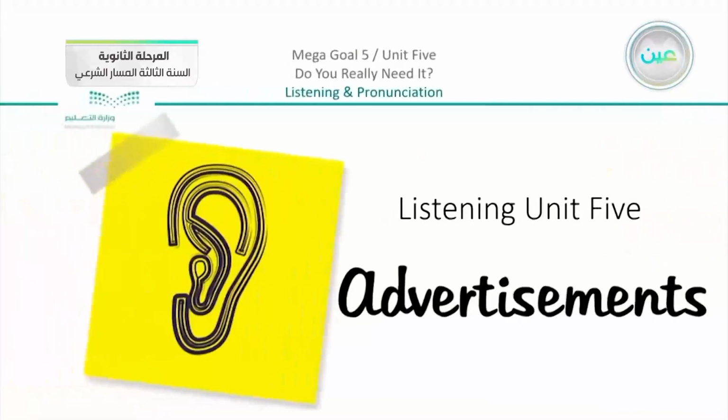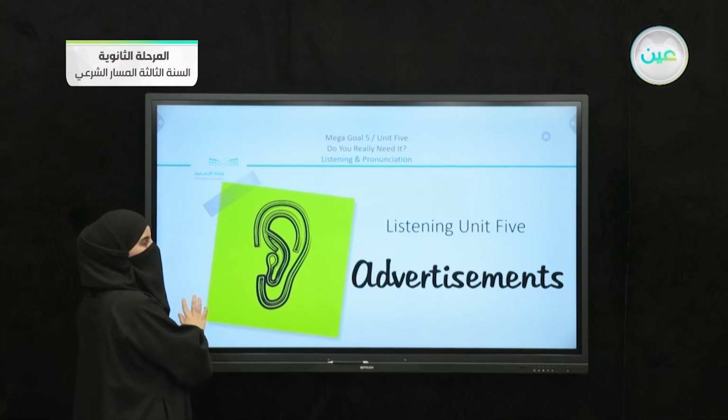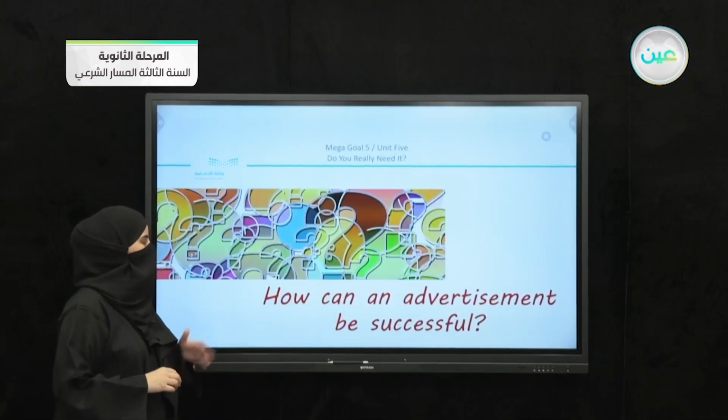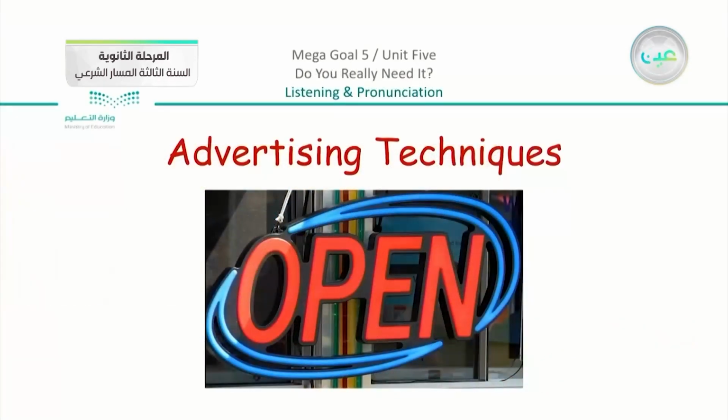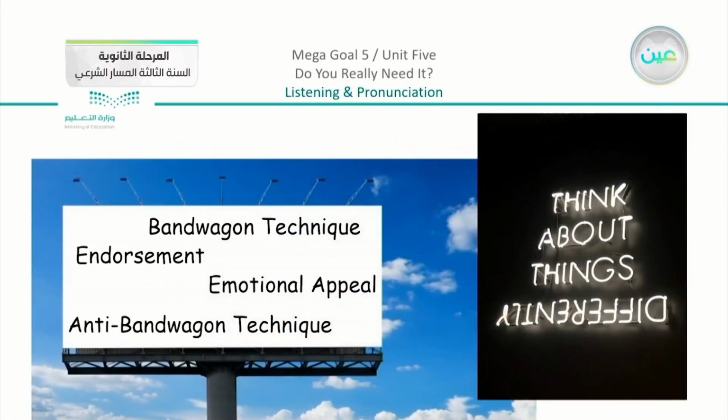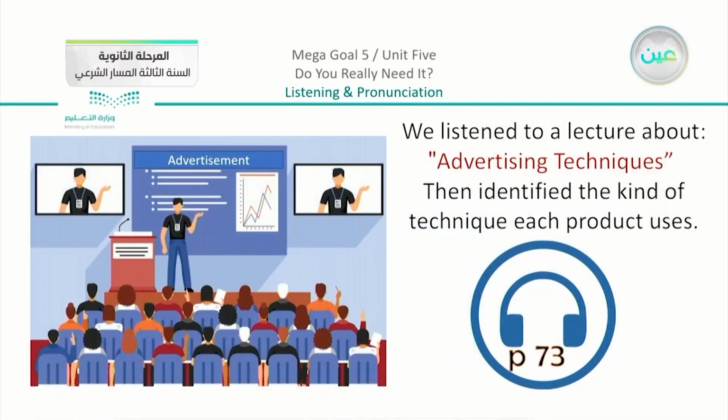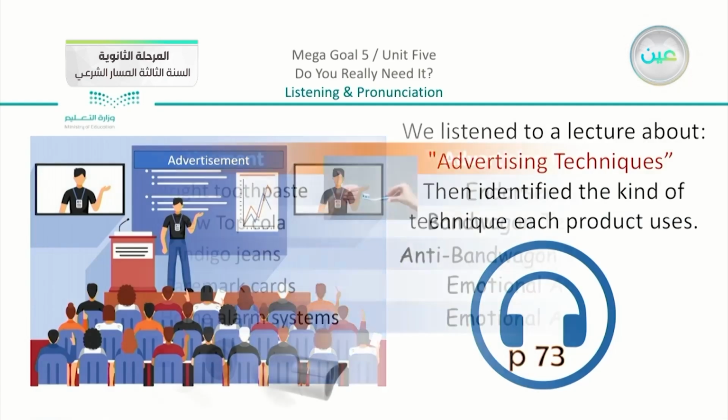Now we're going to start with what we had yesterday in the last lesson. We have here the listening part. Now in the listening lesson, we had something about advertisements. Now we started with a question, how can an advertisement be successful? So this was mainly about advertising techniques in a lecture. Within the advertising techniques, we said that we have the bandwagon technique, the anti-bandwagon technique, the endorsement and emotional appeal, which we matched with the different types of advertisements. So we listened to a lecture about advertising techniques, then identified the kind of technique each product uses.